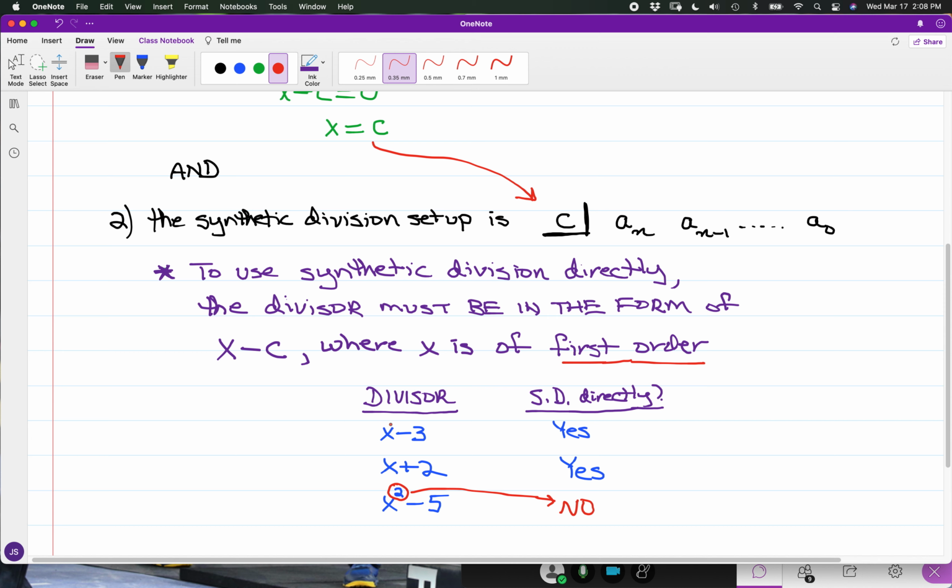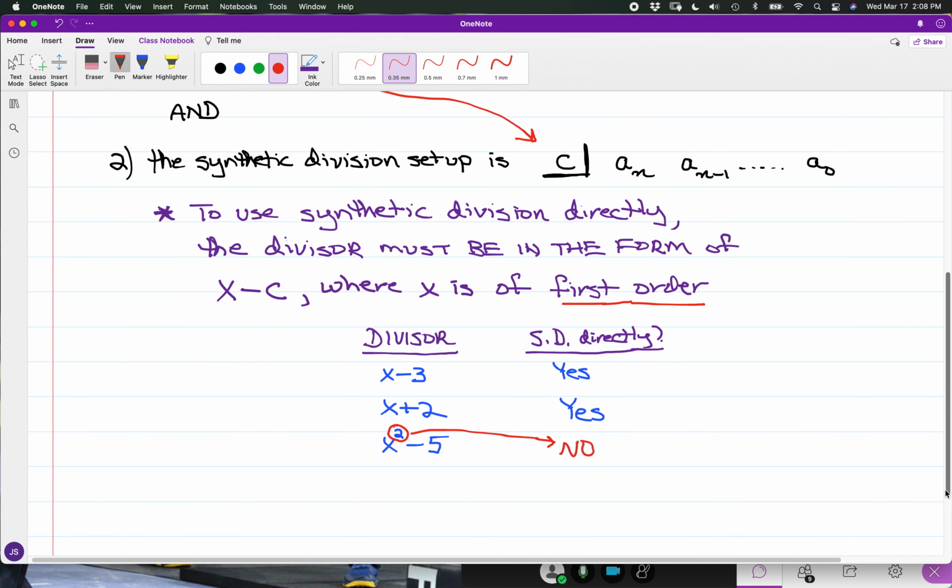So here x is a first order, and x plus 2 is also a first order. But if I have a divisor like x squared or x cubed or even x to the 2/3 or x to the 1/2, because the power of x is not a first degree, I cannot automatically use synthetic division. Okay.